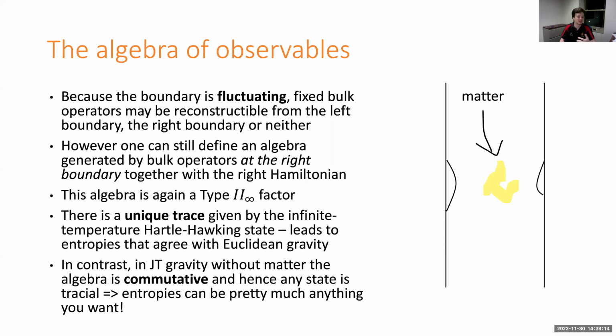So if you want the entropies to match Euclidean gravity answers, you need to put in the right trace as extra data in the theory. It doesn't just follow from the ordinary theory of JT gravity without matter. But for JT gravity with matter, that's not true, and you're forced into this unique trace that agrees with the Euclidean gravity answers. So I think that's a really cool story.